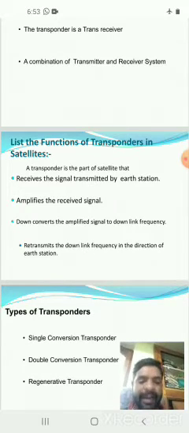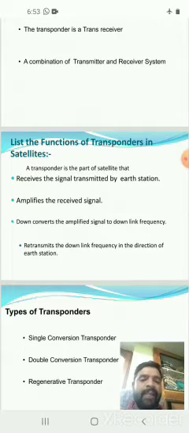These amplified signals are then down converted, and the down converted signals are given to the transmitter section. This transmitter section transmits the downlink frequency signals to the earth station. So this retransmits the signals from the satellite to the earth station, and that frequency is called the downlink frequency.